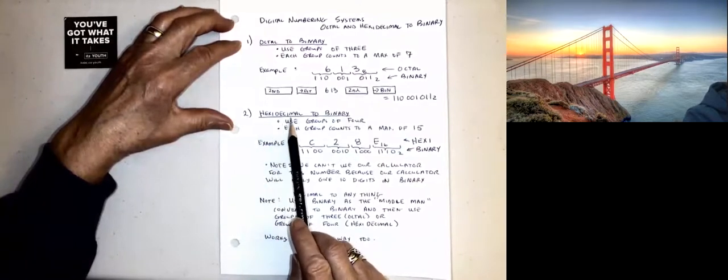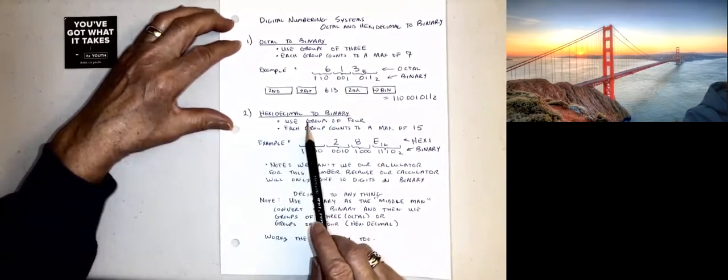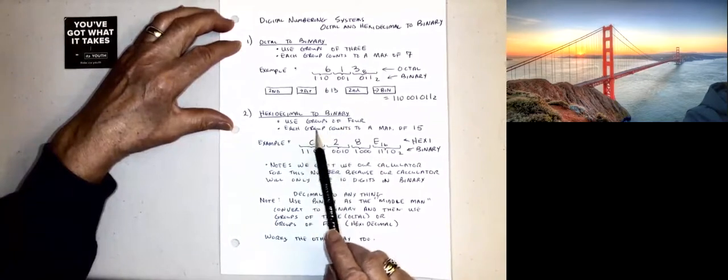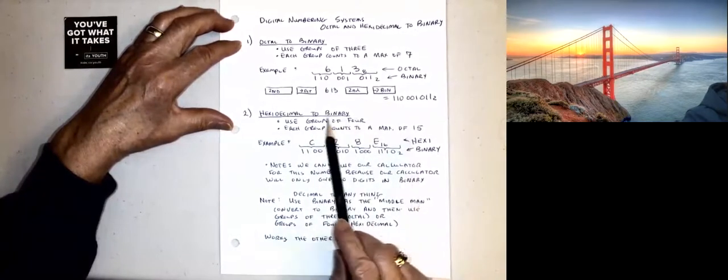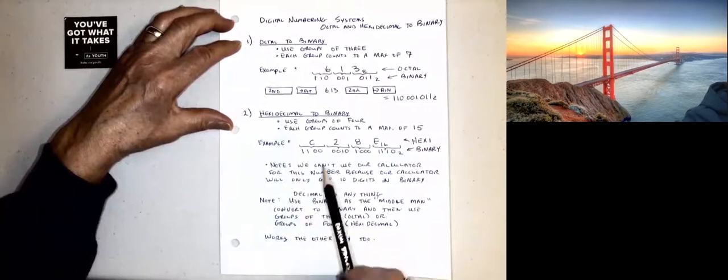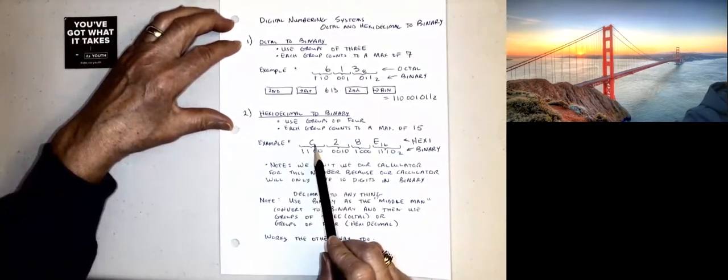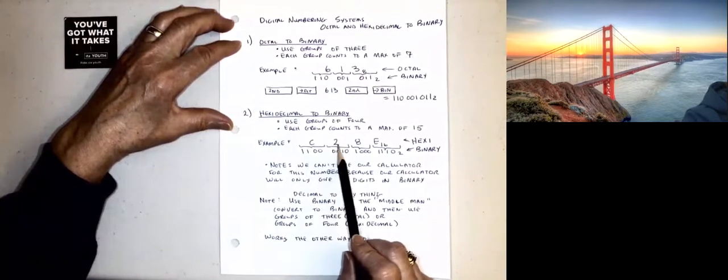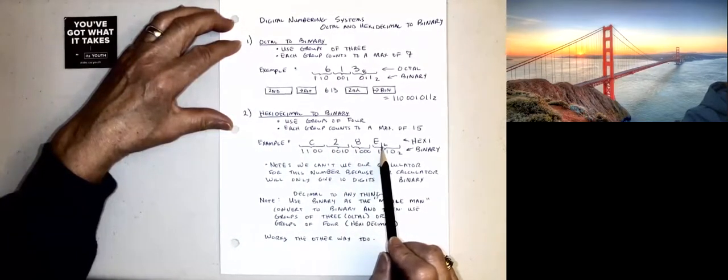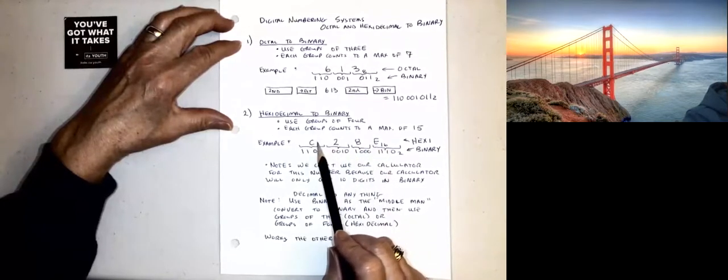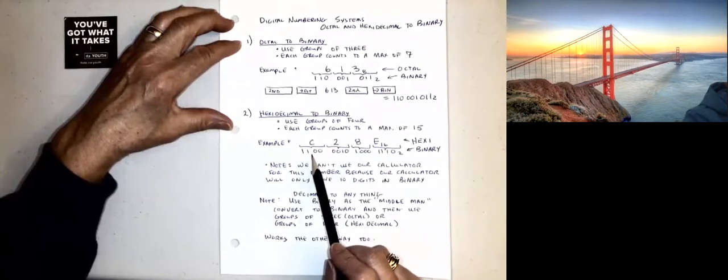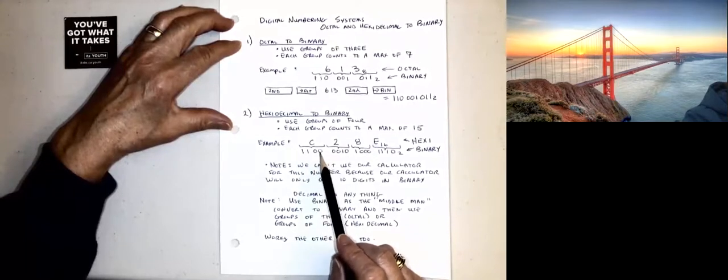This guy here is hexadecimal to binary. We said we use groups of 4. Each group counts to a max of 15. Hexadecimal has a max of 15 count. So in this case, I've used C28E as my hexadecimal number. I'm going to represent each value in my hexadecimal number by a group of 4 ones and zeros, and those are going to end up being my binary number.